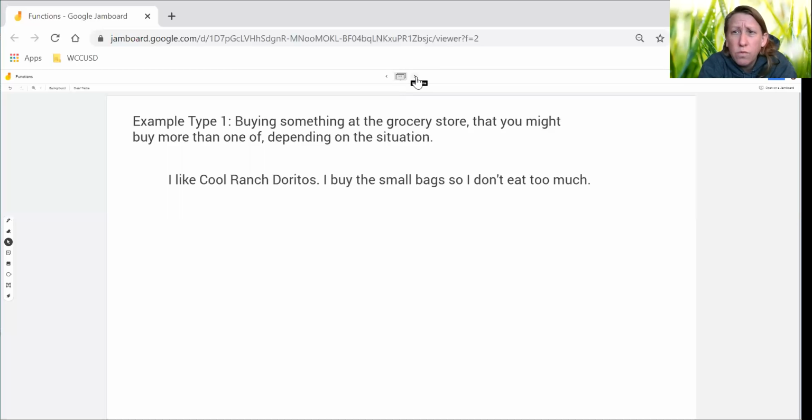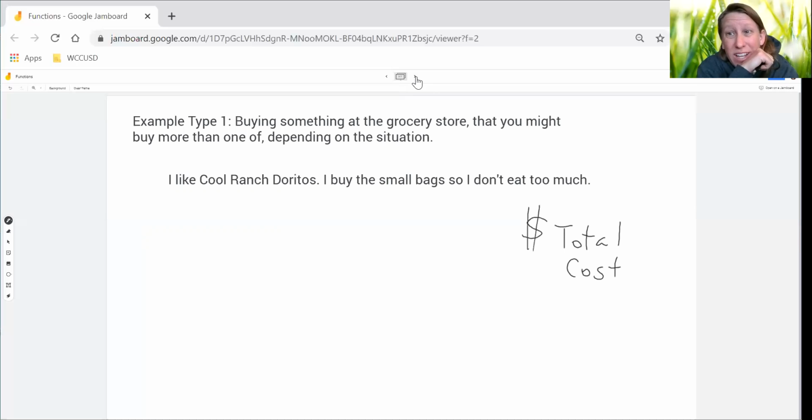So what are some numbers involved in buying a bag of chips at the grocery store? Well, how much it costs. So for all of these basic examples, we're going to be talking about money. So one of the variables in our math problem is what's our total cost. We're going to use total cost a lot for the next few days.